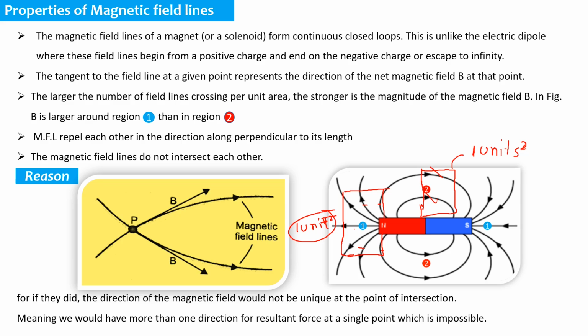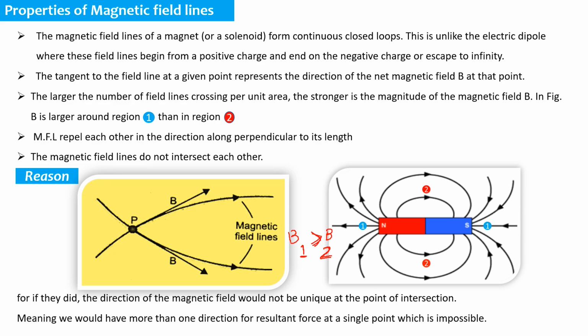So, what is the conclusion here? If the number of magnetic field lines crossing per unit area is more, the strength of the magnetic field is more. Is that clear? So, I have named these region 1 and region 2. The number of lines per unit area is more in region 1, so the magnetic field B1 is greater than B2.